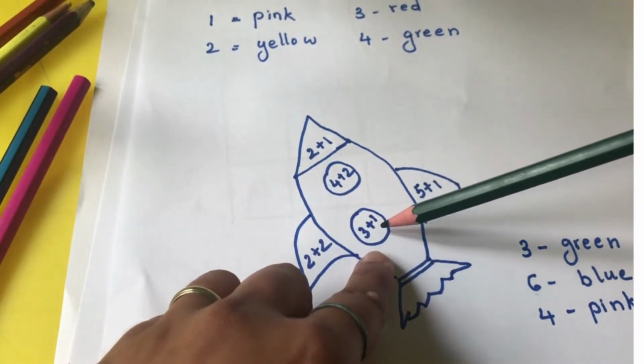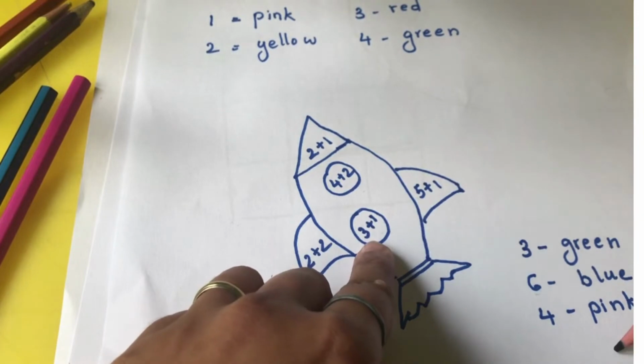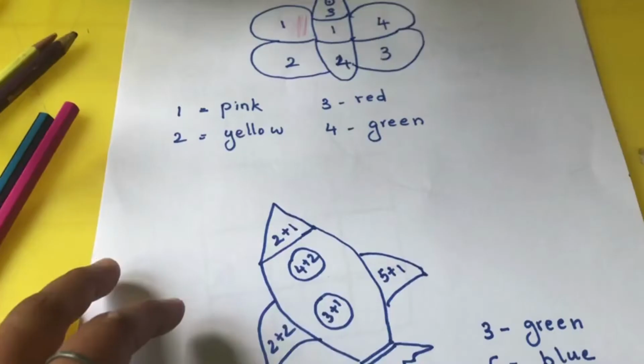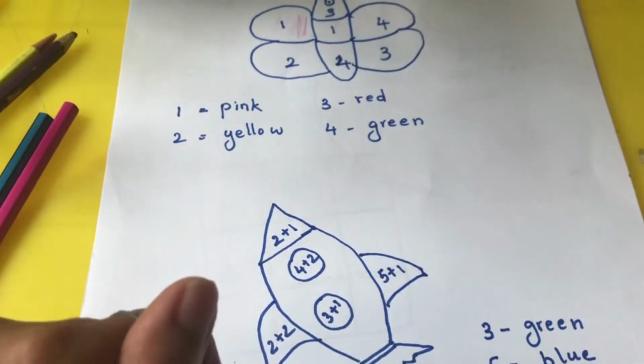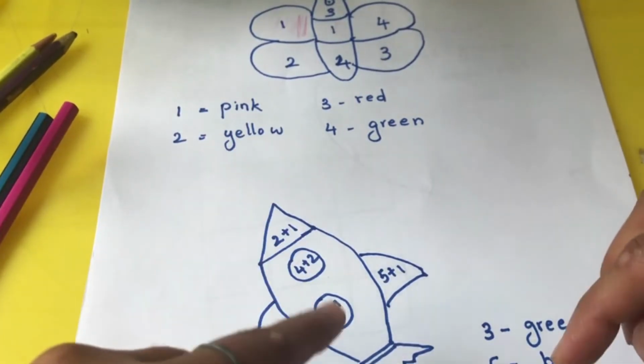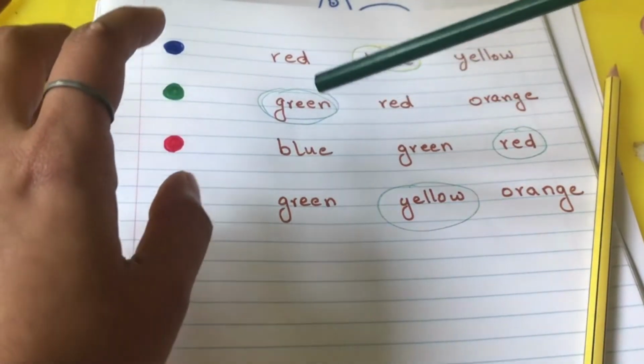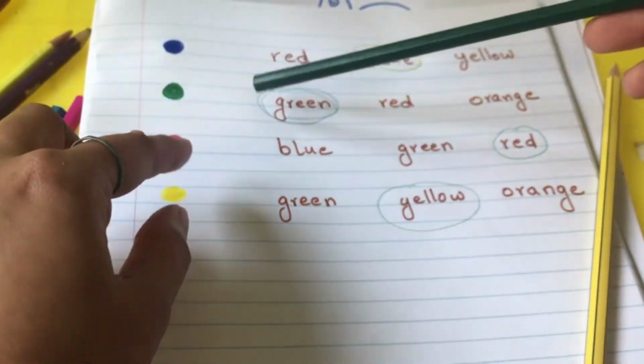The next one is 3 plus 1. The answer is 4. For 4, this circle he has to color pink. So here the kid is doing two things at the same time. He is doing his addition as well as coloring. This is also a very simple worksheet to practice color names.